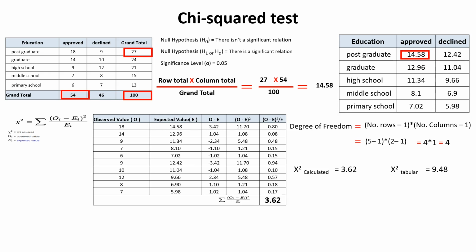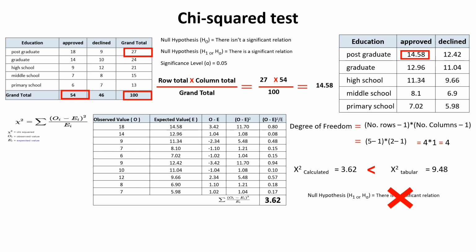Now we need to compare both of these, chi-square calculated and chi-square tabular. If you see, chi-square calculated is less than chi-square tabular, which means the alternate hypothesis is rejected. This rejects the alternate hypothesis, which means the null hypothesis is true, and that means ultimately that there is no relation between education and the target feature, which is loan status. There is no relation. The education is not influencing the target feature. This is what this chi-square calculation tells us.